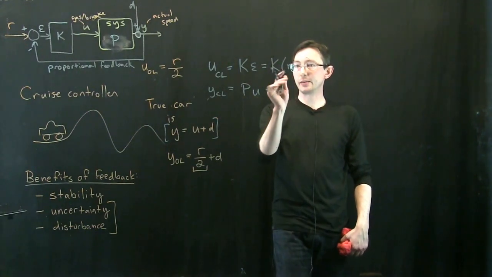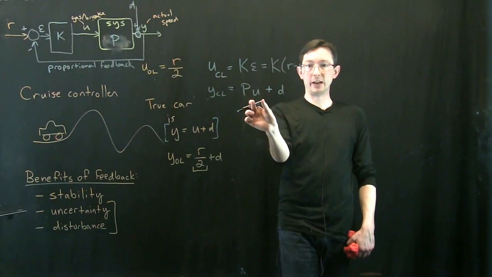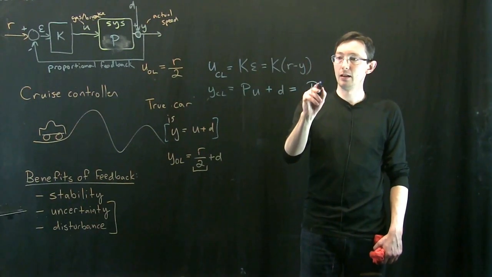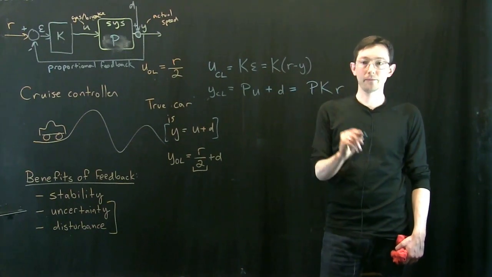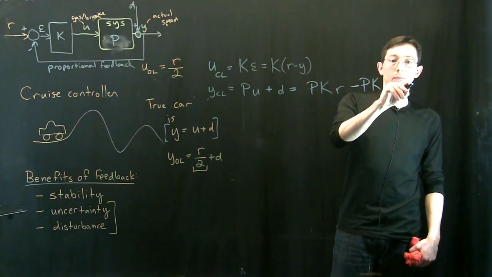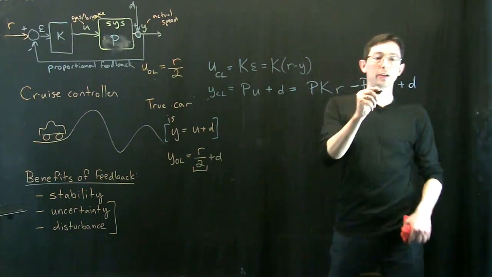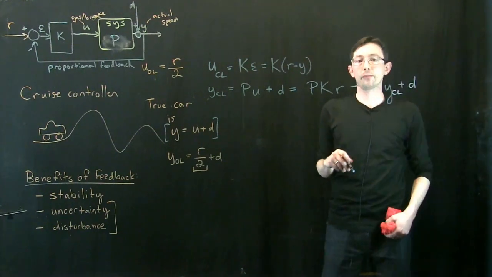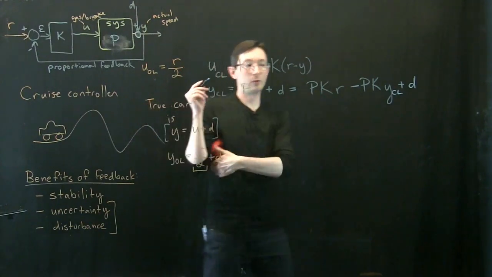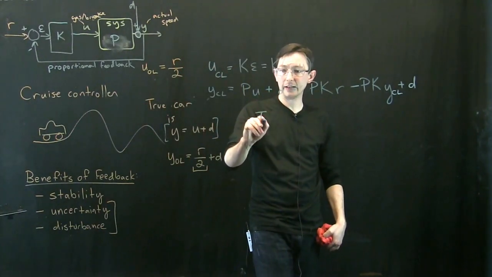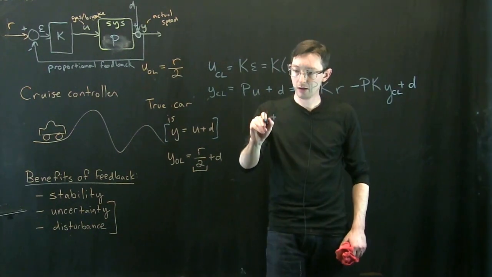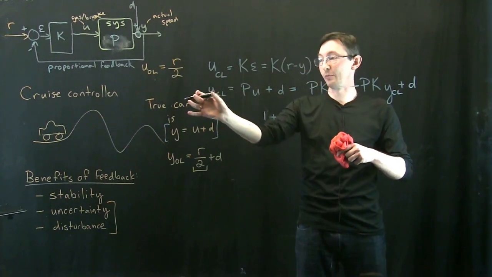So doing this, I'm going to plug this expression for U into U here. And I'm going to get that this equals P times K times R minus P times K times Y plus D. And this is Y closed loop. So let's not drop the closed loop. And now what I'm going to do is bring all of my Y closed loops over to the same side and solve for Y closed loop. So I'm going to have the identity matrix. Sorry, this is one in this case because it's a single system. But in the multiple input, multiple output case, that would be the identity matrix.